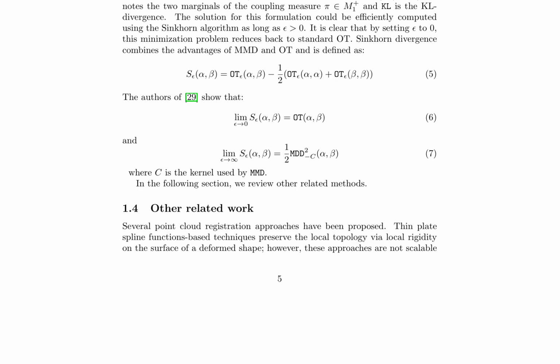In the context of point cloud registration, other related approaches include thin plate spline functions-based techniques, which preserve local topology via local rigidity on the surface of a deformed shape. However, these approaches are not scalable. In contrast, the Sinkhorn divergence provides a scalable and efficient solution for measuring the difference between two probability distributions, making it a valuable tool for applications such as point cloud registration.